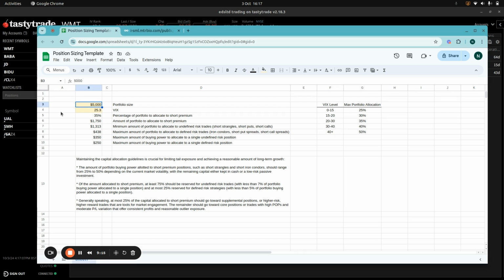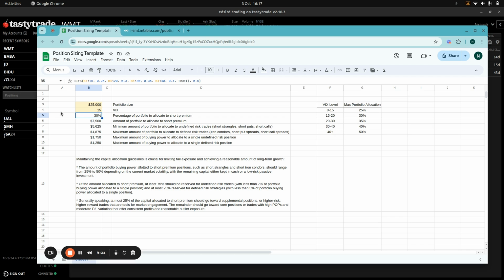So we've got a free position sizing template that everybody can use. The way it works is you enter in the size of your portfolio. Let's say it's $25,000. Below that, you will then enter in whatever the current VIX level is. Let's just say it's 15. Everything below will then be automatically calculated for you.